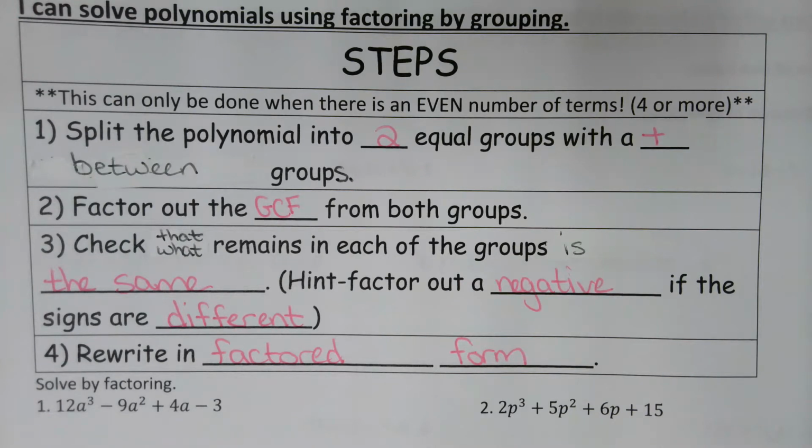Then we need to check that what remains in each group is the same. So if I have x plus 2 left over in each group, then I know that I did this correctly. Now, if what's left over seems like it's the same but the signs are different, you may want to factor out a negative number. That'll get your signs to match. Once you've done all of that, you're going to rewrite it in factored form, and then you'll solve.